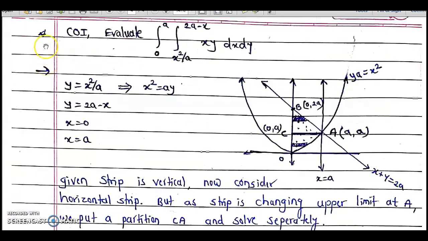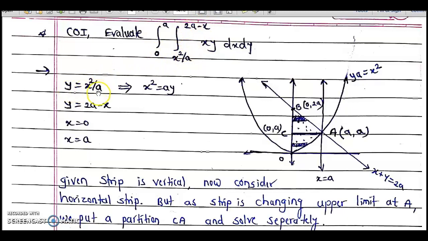Let's take another example. Change the order of integration and evaluate integral from 0 to a, then integral from x square upon a to 2a minus x, xy dx dy. Again, the observation must be these integral limits are the functions of x, so they are the limits of y. Means vertical strip is already considered. Now change the order of integration means we have to consider horizontal strip. But we know these 4 limits are nothing but the 4 curves. So inner integral limits are of y.